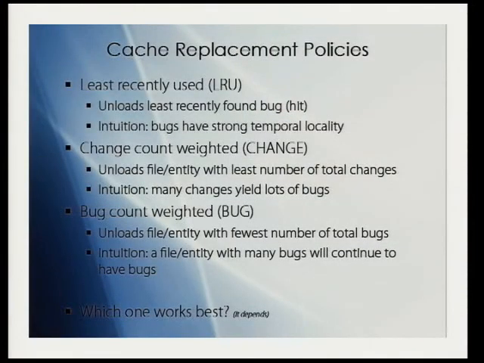So we tried a couple different cache replacement strategies. Least recently used, so the least recently found bug we unload. Change count weighted, so we unload the file or entity with the least number of total changes. Bug count weighted, so the file or entity with the fewest number of total bugs we take out. And so then the question is, well, which one of these works best? And the answer is, well, it kind of depends.